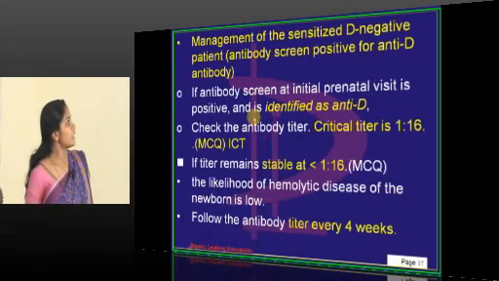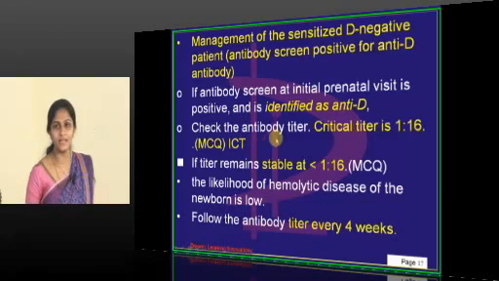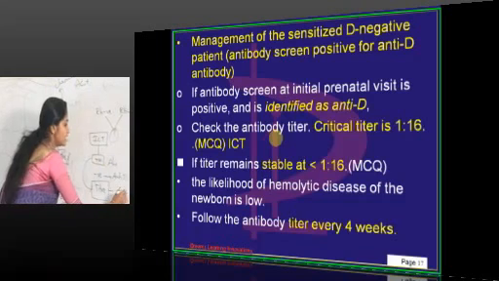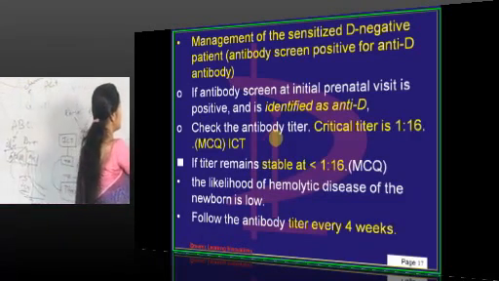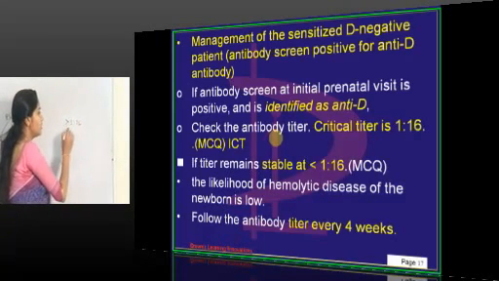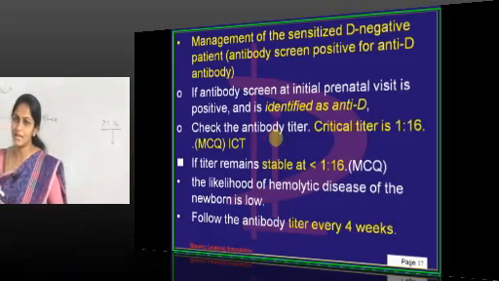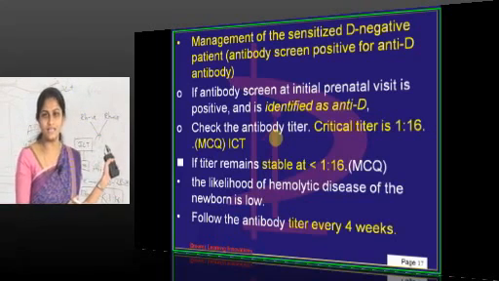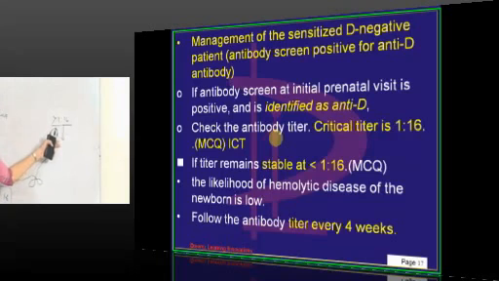Next, if the antibody screen is initially positive with Rh positive, I am going to measure the antibody titer. How much titer is there? If the titer is less than 1:16, nothing to be worried about. If the critical titer is greater than 1:16, these antibodies at any time are going to damage the fetus. So I should measure how much titer there is. If it is greater than 1:16, it indicates that it is going to damage the fetus at any time.